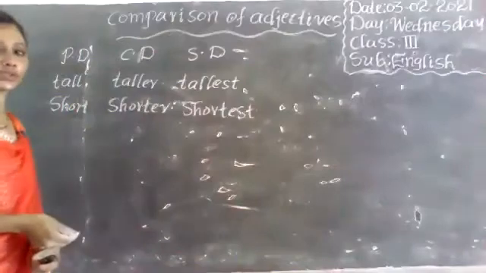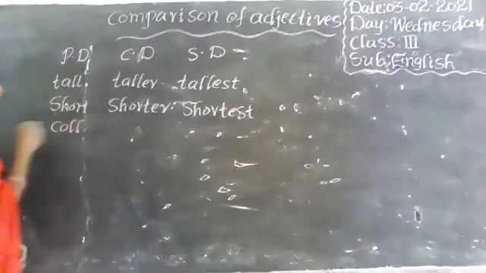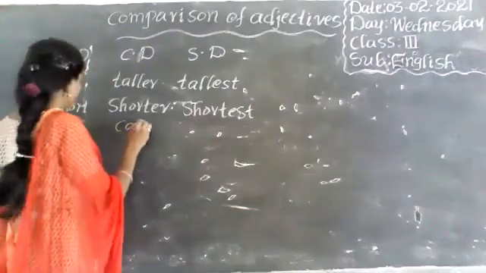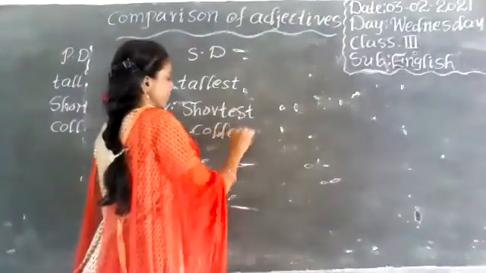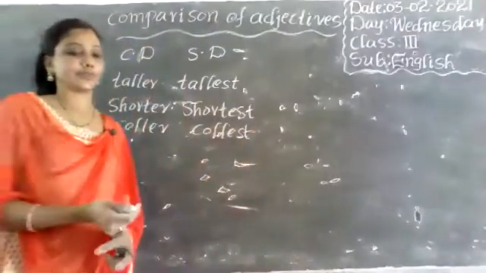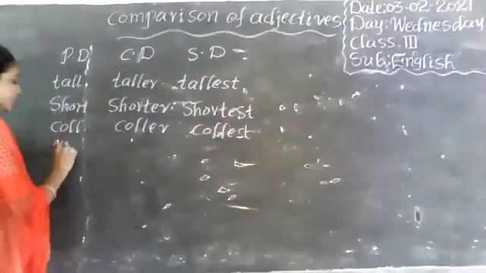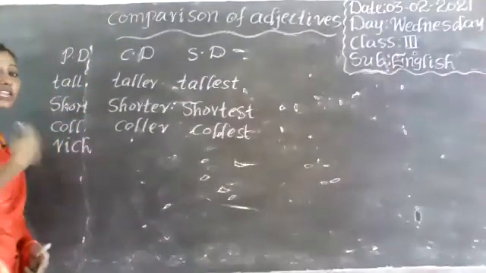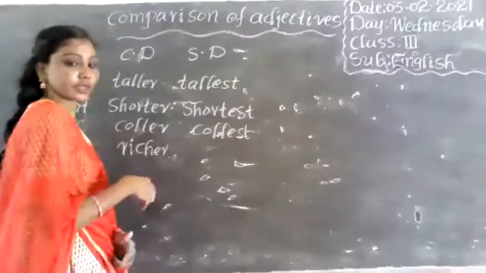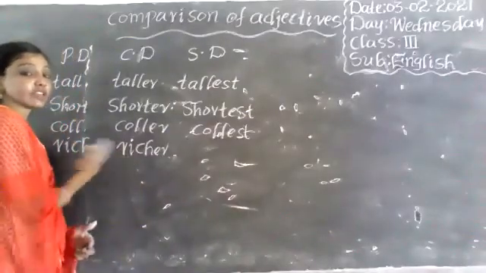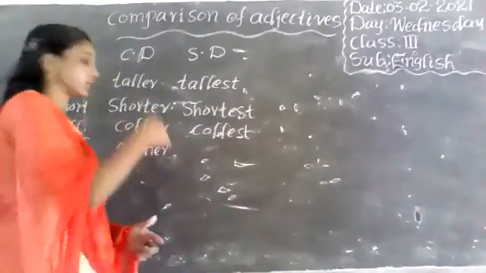Okay. Next one. Cool. Cooler. Coolest. Okay. Next one. For example, one person is rich. Comparing to one person, other person is richer. So if we compare these two persons, and we are saying the other person is the richest, if we are comparing with these two, the third one is richest.